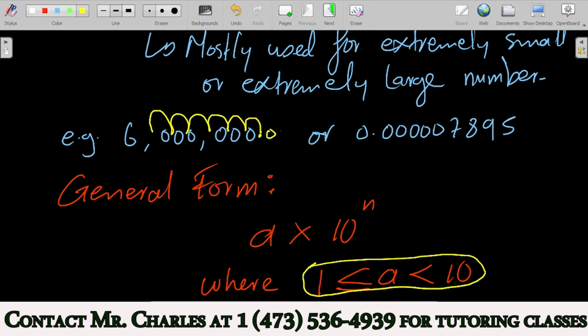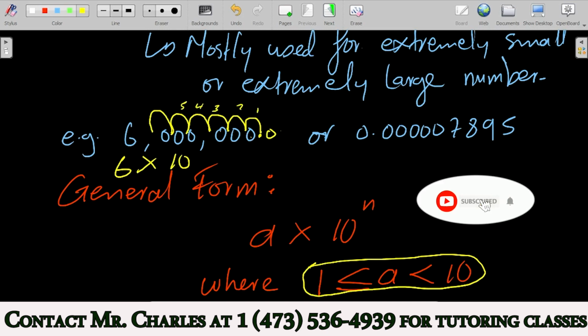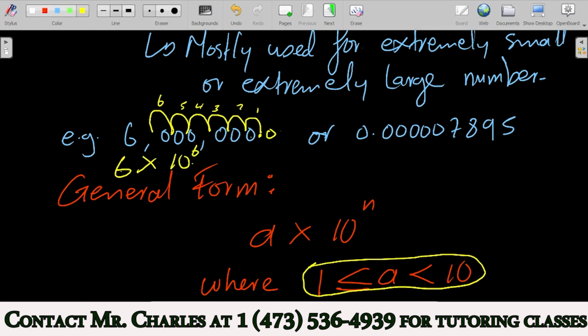So in standard form, it would be 6 times 10, and then we count the number of places we moved the point. We moved it 1, 2, 3, 4, 5, 6 places, so 6 times 10 to the 6. So that is 6 million in standard form, or scientific notation.